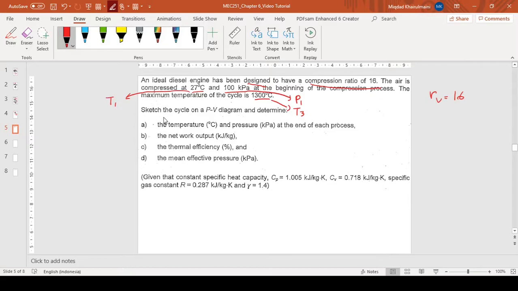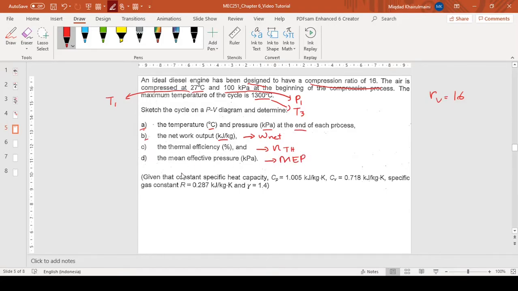Okay, so sketch the cycle on a PV diagram and determine A, the temperature in degrees Celsius, and the pressure in units kilopascal at the end of each process, and then B, the net power output in units kilojoule per kg. So in other words, lowercase w net, and then C, the thermal efficiency in percentage, and finally D, the mean effective pressure in units kilopascal, so MEP.